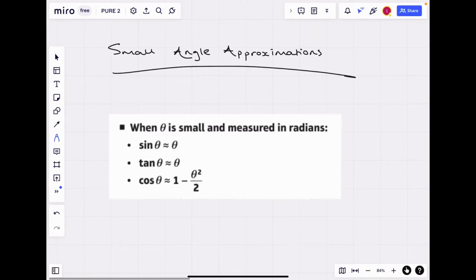With small angle approximations, you're basically just going to have substitutes. So instead of sine theta, you're going to use theta. Instead of tan theta, you're going to use theta. Instead of cos, you're going to use 1 minus theta squared over 2. And that is useful when theta is small and measured in radians.